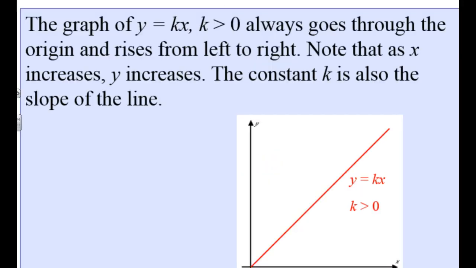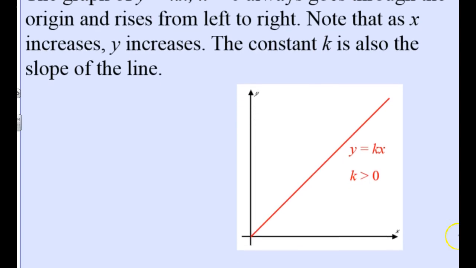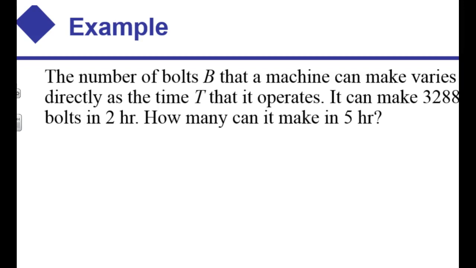Direct variation functions mean that the y-intercept is always a 0. So you may recognize this form, y equals mx plus b. Well, be careful. If it's a direct variation function, the graph has to go through the origin.